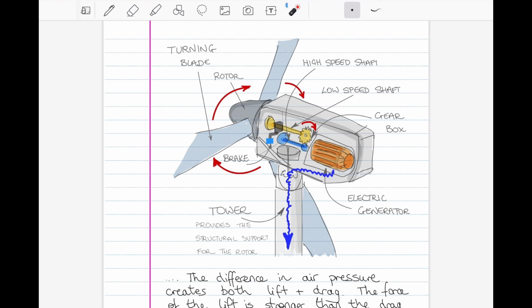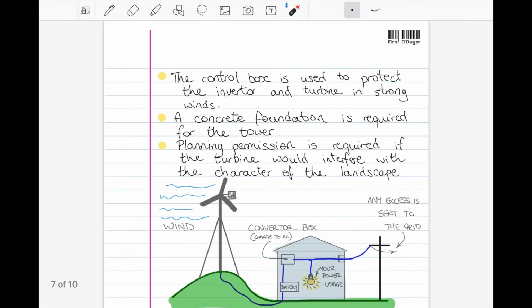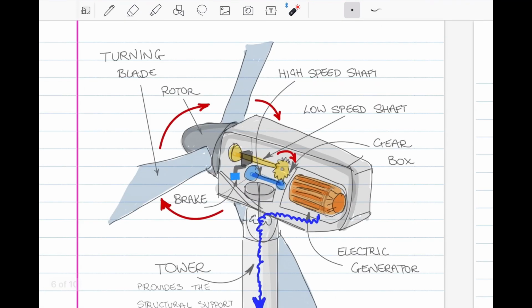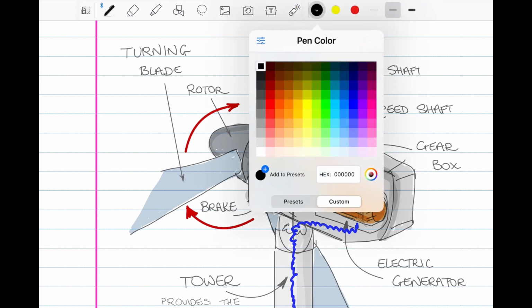Then all of that enters in here into our, what's it called? It's gone out of my head for a second. I know I've written it down somewhere. The control box. Yes, control box. In fact, I better write that in now. So it all enters into that control box. Give me 1 second.